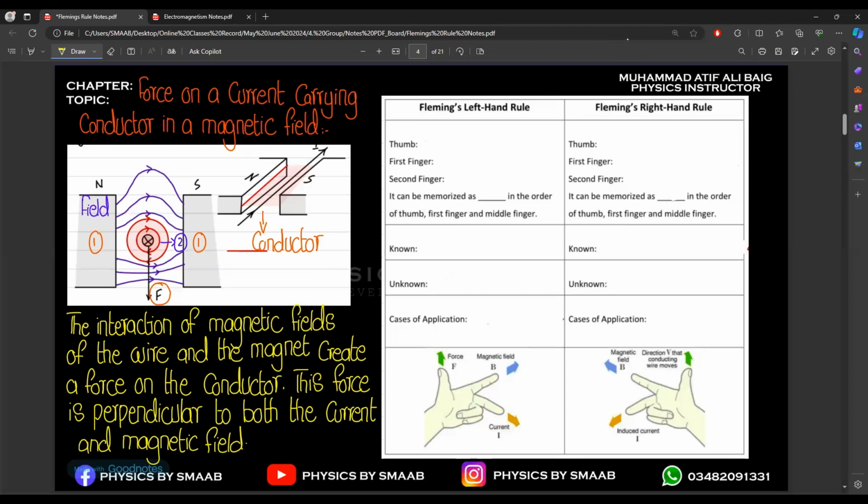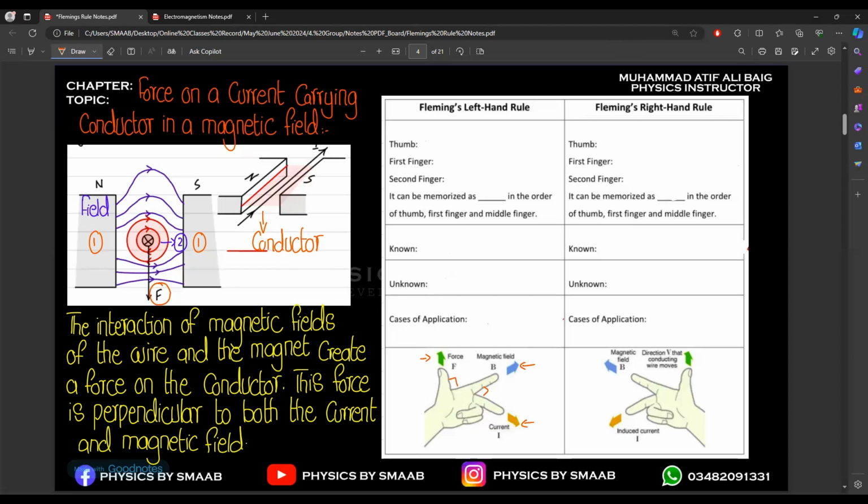And you can also identify that idea from this left hand. You can see all three quantities are perpendicular. This force is perpendicular to this magnetic field, and also to this direction of electric current. So all are making a 90-degree angle with each other. So all are perpendicular to each other. So this is one more important thing.